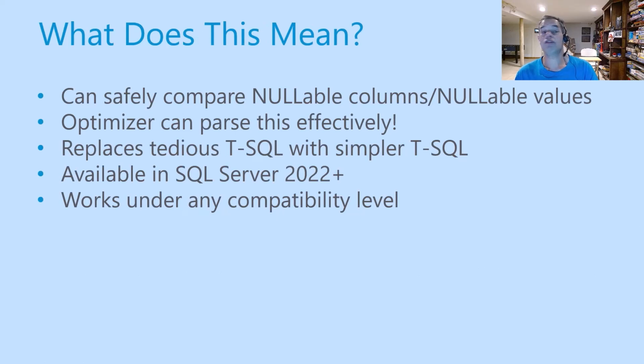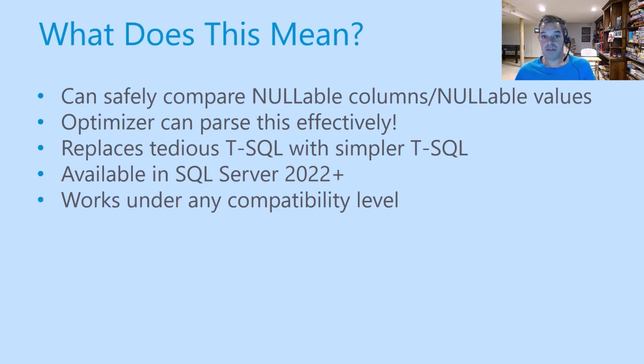So what does this mean? It actually means a lot of things. It means more than I just said. Not only can we safely compare nullable columns and values and ensure that we get back meaningful answers, the optimizer can parse it effectively, which means that you can use IS DISTINCT FROM or IS NOT DISTINCT FROM, and it will get applied to indexes. So if you have columns that are indexed and use this against the indexed column, you'll get a nice index seek if that's what you're looking for.